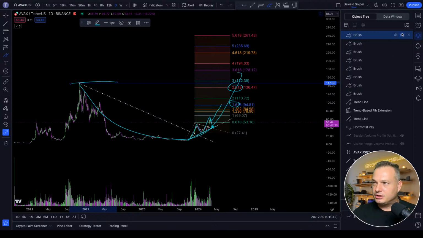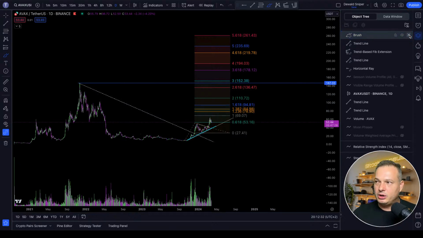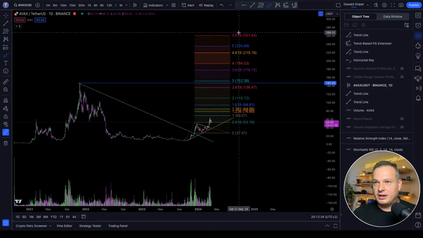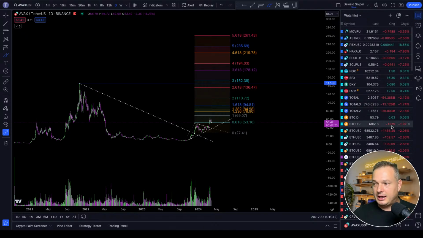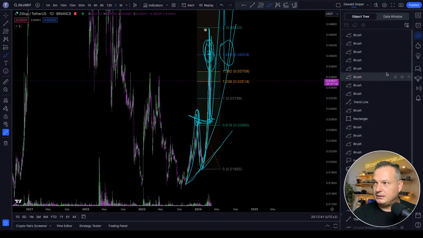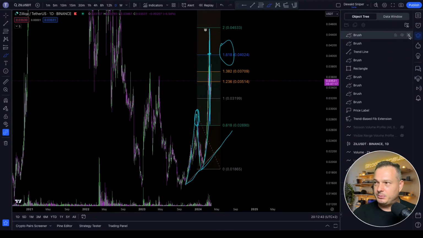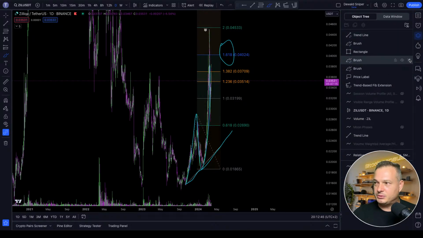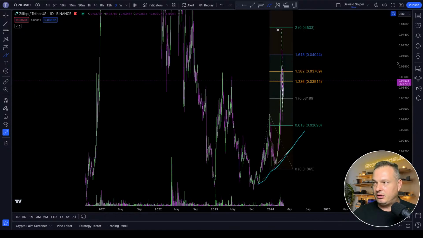So AVAX looking pretty good. Also, from the research that I've done, AVAX is a good fundamental coin as well. Then there's Zilliqa. I think Zilliqa has been a little bit bullish already. So from a spot perspective, you might have missed the train on Zilliqa.